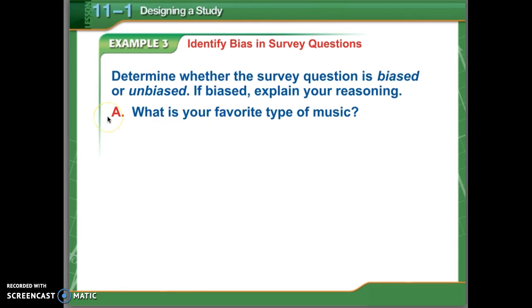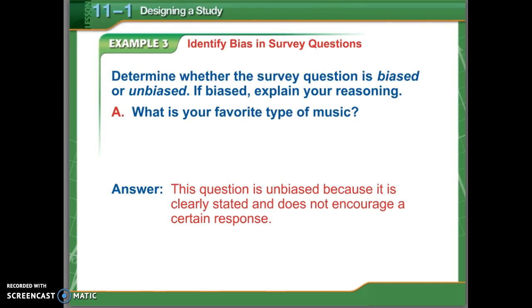And part A says, what is your favorite type of music? This is an unbiased question, 1, because it's clearly stated, and 2, because it doesn't encourage a certain response. For example, a biased way to say this question would be, what is a better type of music than hip-hop? So if you phrase it that way, you are implying hip-hop is the best kind, and what could possibly be better?